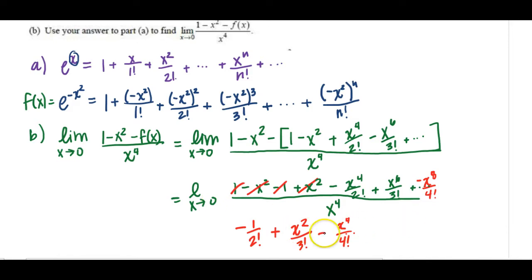If any term has an x in it in the numerator, as x approaches 0, because we're still trying to solve this limit as x approaches 0, all of these terms with x's are going to go to 0. So all that's left is the constant in front, which is negative 1/2. So the answer to this limit is negative 1/2.